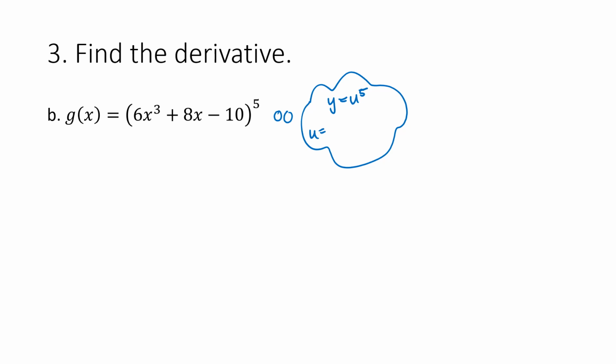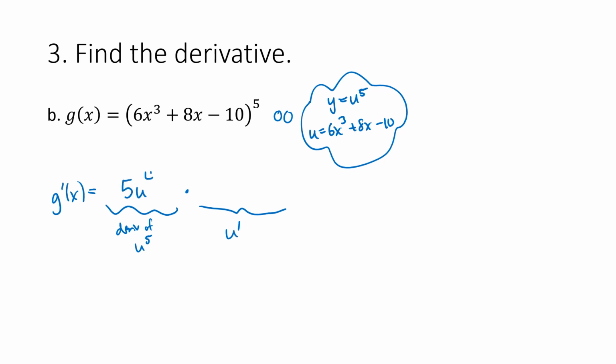And then the u is going to be all that inside stuff, 6x cubed plus 8x minus 10. And so my derivative is going to be the derivative of the outside function, the derivative of u to the 5th, multiplied by the derivative of the inside stuff, u prime. Well, the derivative of u to the 5th, that's 5u to the 4th. And the derivative of u here, well, the derivative of 6x cubed, that's going to be 6 times 3x squared. The derivative of 8x is 8, and the derivative of 10 is 0.